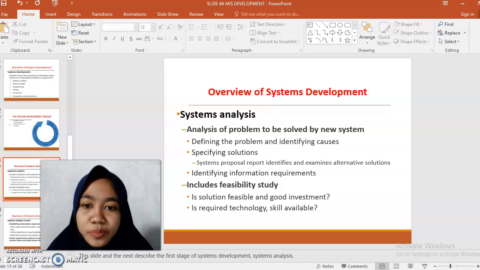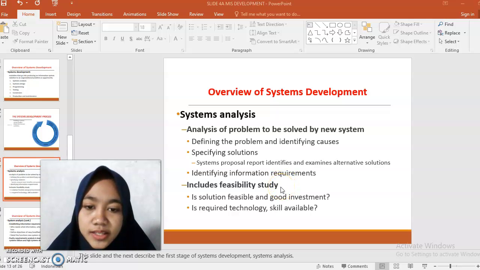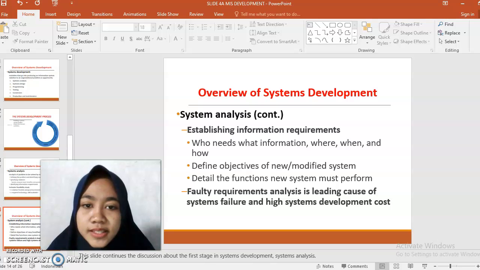Overview of system development. System analysis: analysis of the problem to be solved by the new system; defining the problem and identifying causes, specifying solutions, and identifying information requirements. It includes a feasibility study. Is the solution feasible and a good investment? Is the required technology and skill available?